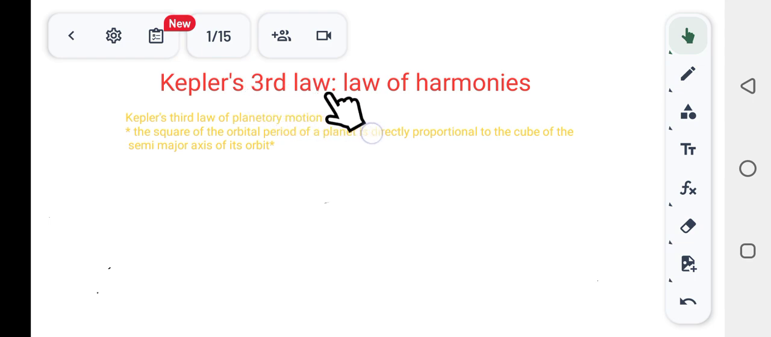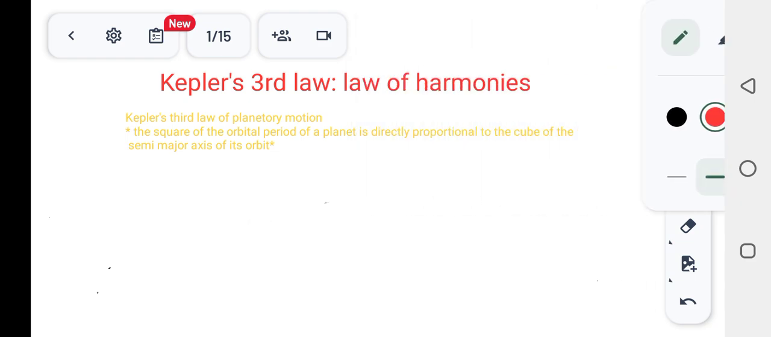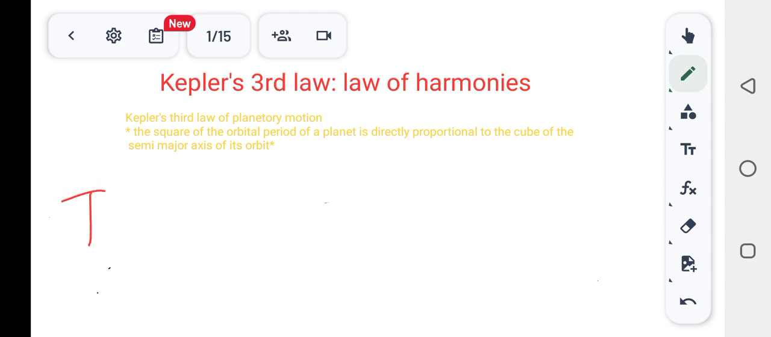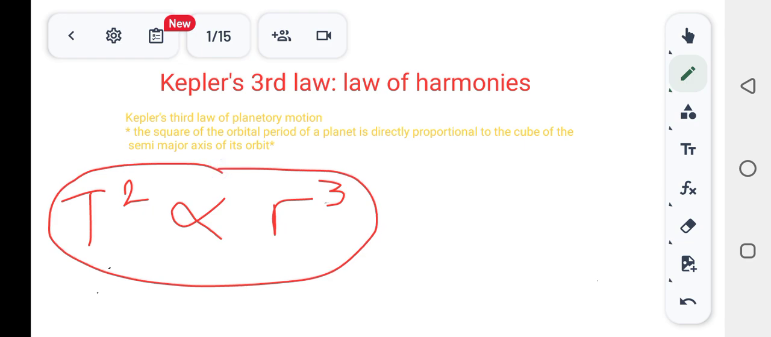Welcome, my beloved viewers. In this video we are going to be learning how to derive Kepler's third law, the law of harmonies. Mathematically, Kepler's third law can be written as: the square of the orbital period is directly proportional to the cube of its semi-major axis. This is what we are going to prove, step by step.